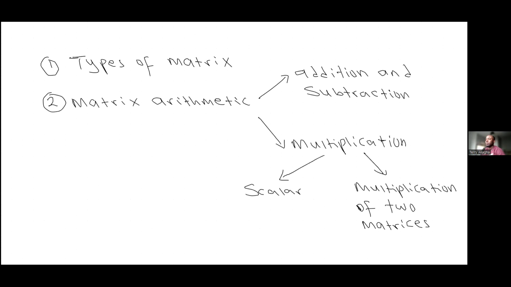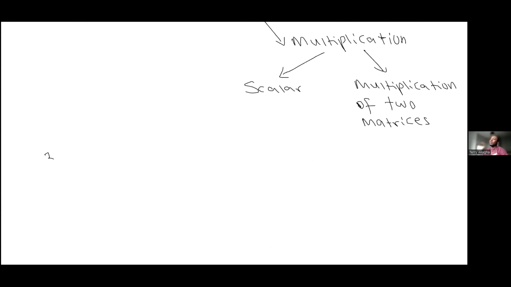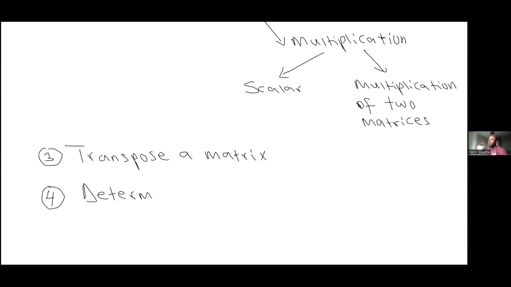Then number three, the next thing I'm going to talk about is how to transpose a matrix. So these are things we're going to talk about in this series. Then number four, when we're done with transposing, I'm going to talk about how to find a determinant. I'm only going to restrict myself to finding the determinant of a square matrix, okay? So I'm going to show you how to find a determinant of a square matrix.